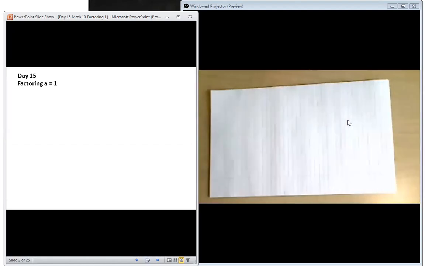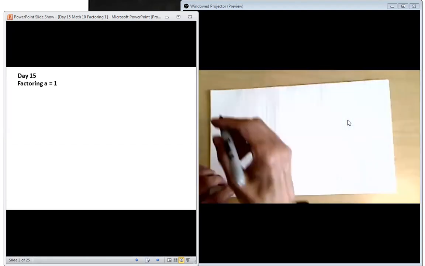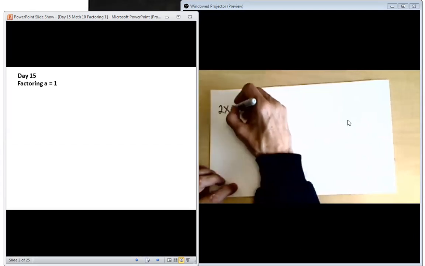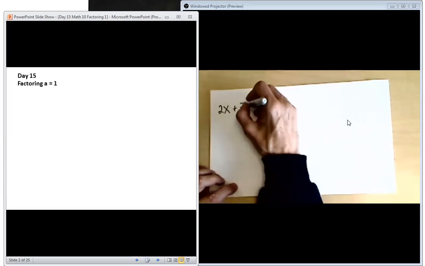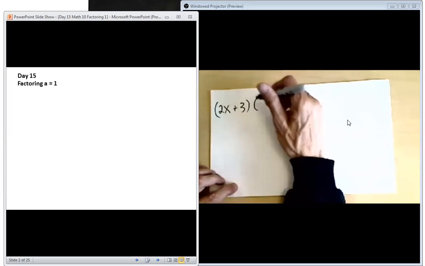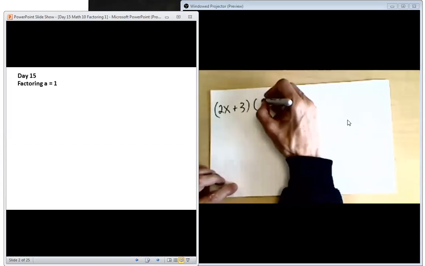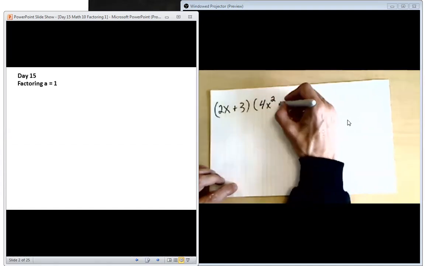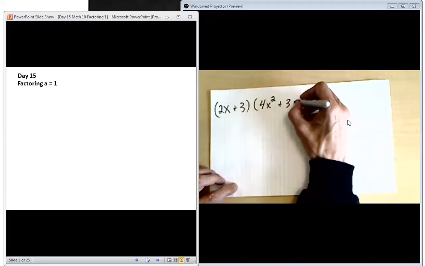Let's check this out. Okay. In the beginning, we'll have 2x there, plus 3 like that. But this is the part that she's asking about. We'll have 4x squared plus 3x plus 7.